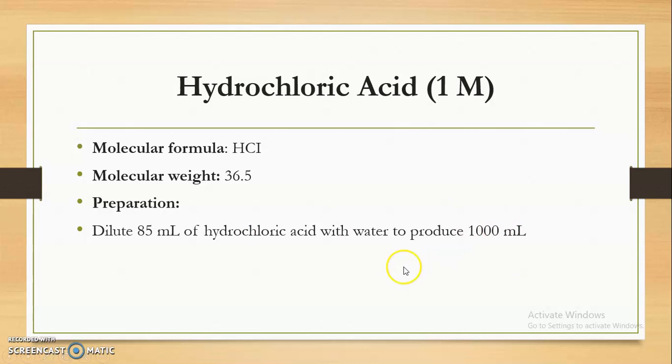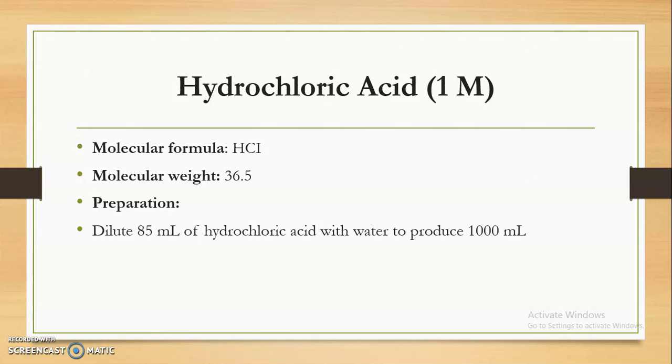the 1000 ml. Now here you can see, in case of NaOH, we took 40 grams of NaOH into 1000 ml of water, because 40 is the molecular weight of sodium hydroxide. But here the molecular weight of hydrochloric acid is 36.5, still we are going to take 85 ml of hydrochloric acid. Now why is this different? Here the molecular weight is represented in grams, 36.5 gram. If we take 36.5 gram into 1000 ml, then it becomes 1 molar.